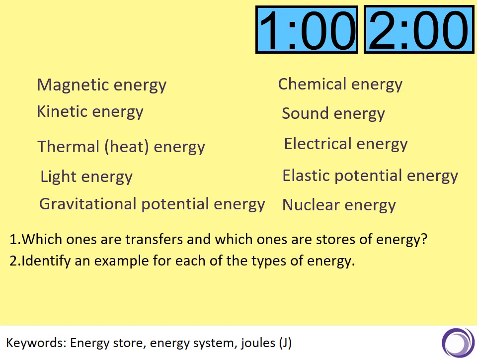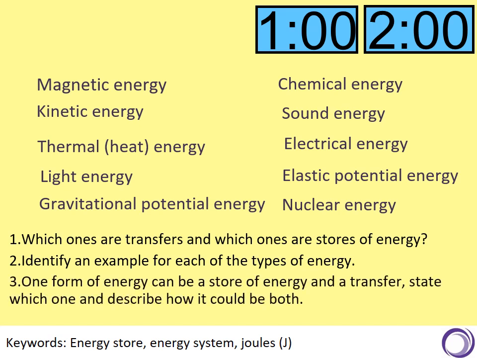And then number 2, identify an example for each type of energy. So you might say chemical energy is stored in a piece of coal. So I've done that one for you. And there's one form of energy out of that 10 that can actually be an energy store and a transfer. See if you can explain to me how it could be both. So I'm giving you 3 minutes. If you use perhaps 1 minute on the first question and 2 minutes on the second two.